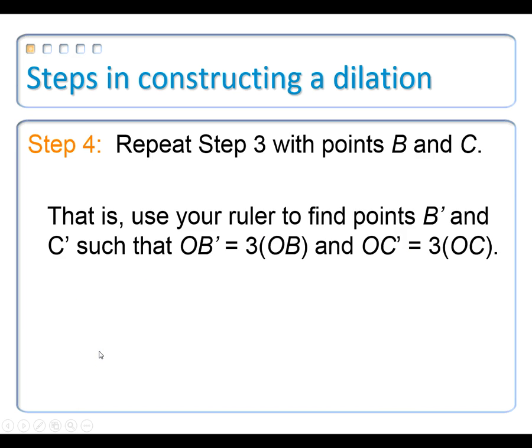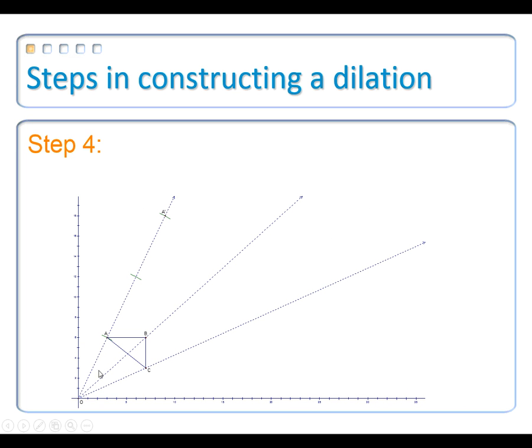Same thing with point B. I'm going to measure from the origin to B, and I'm going to triple the length since my scale factor is 3. So here's the length once, here it is twice, here it is 3 times, and my point B would land there. Same thing with C. I'm going to measure from the origin to C, multiply it by 3, and measure out that distance to figure out where my C point will land.